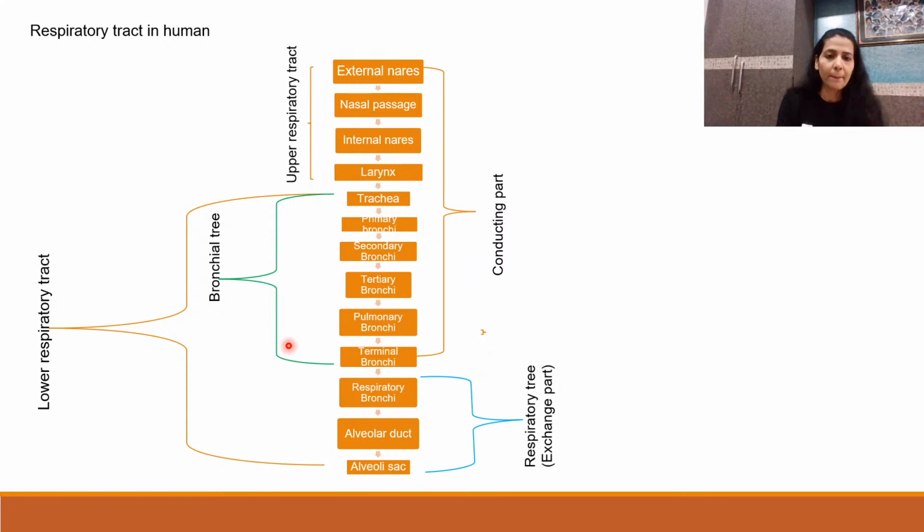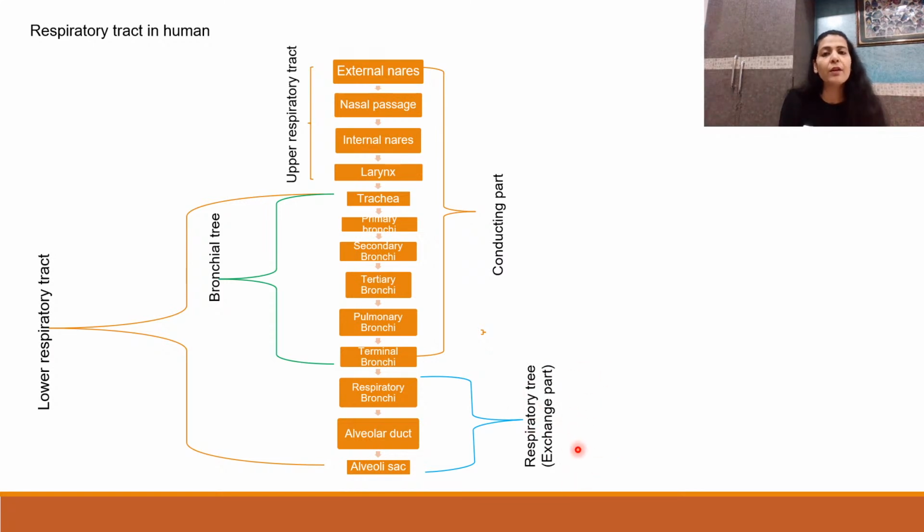All right. Now can you see here this green mark? From trachea to terminal bronchioles, we call it the bronchial tree. Please remember, from trachea to terminal bronchioles, it is known as bronchial tree. Now, from respiratory bronchioles till alveolar sac, we call it the respiratory tree. So, the lower respiratory tract is divided into two forms in that aspect. Trachea to terminal bronchioles is called bronchial tree. And the last three parts, which are they? Respiratory bronchioles, alveolar duct, alveolar sac. They are known as respiratory tree.